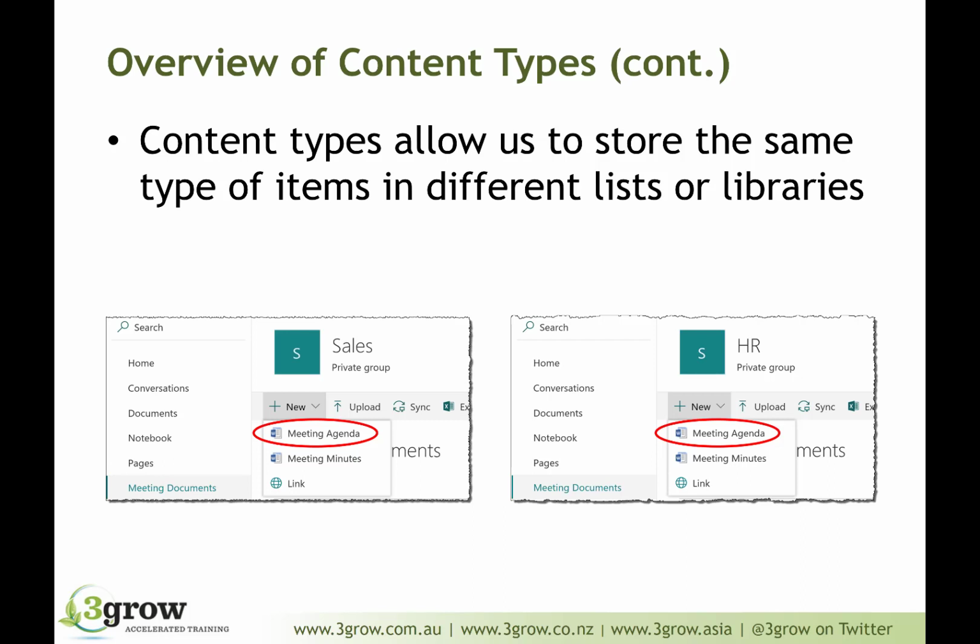So if we, for example, decide that we now need an additional piece of metadata for meeting minutes, we can add that at the content type level. Any new meeting minutes documents will then request that piece of metadata, and any existing minutes will also have the ability to have that piece of metadata set against them as well.